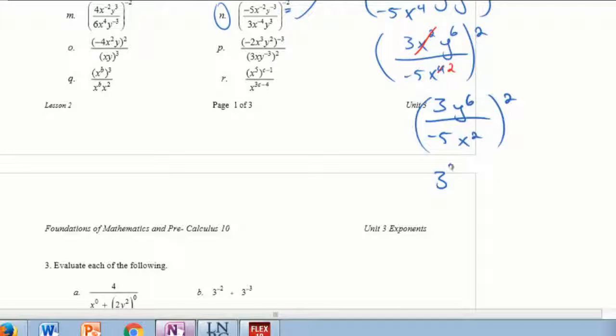I get 3 to the power of 2, y to the 6 times 2 is 12, -5 to the 2, and x to the 2 times 2 is 4. And I have a feeling they probably just left it like that. I don't have x's and y's on the top and bottom. Kind of just happy where that ended.